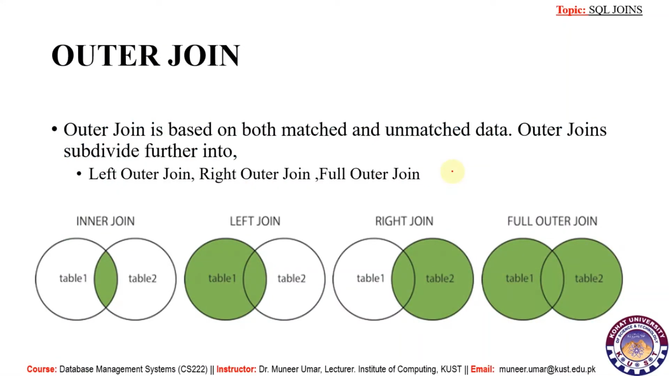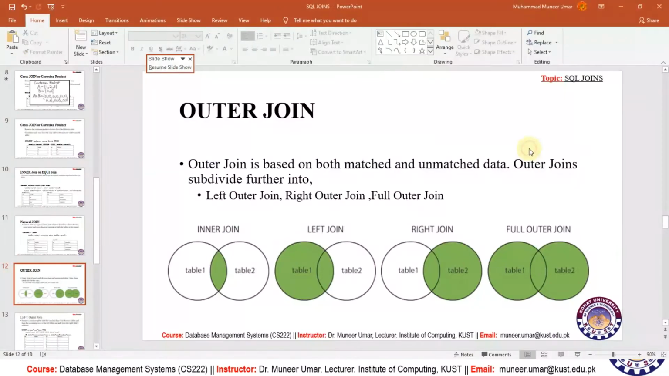Next is outer join. In outer join we select both the matched and unmatched data from both the tables. In the join we considered only the matched data. Let me explain this figure. So here suppose we have two tables, table 1 and table 2. In table 1 and table 2 there is some matched data. This one is, let's say, matched data.